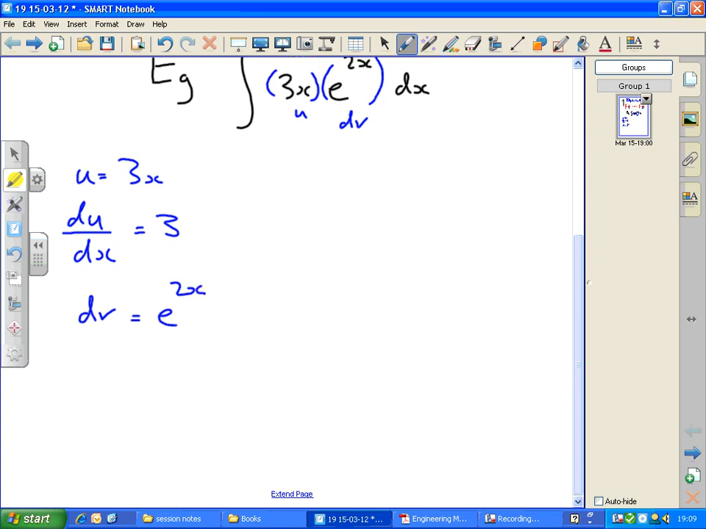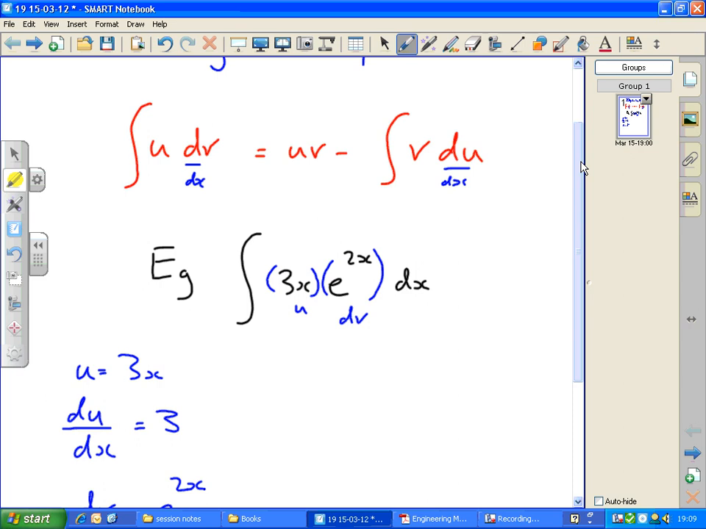In other words, the differential of v is 2x, e to the 2x. But if you look at the rule for integration by parts, I want to turn an integral that involves dv into one that involves v. So I need the integral of this.